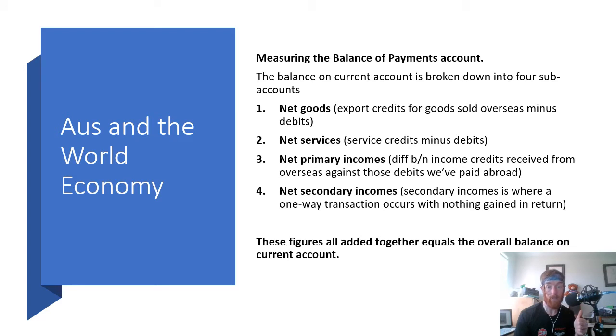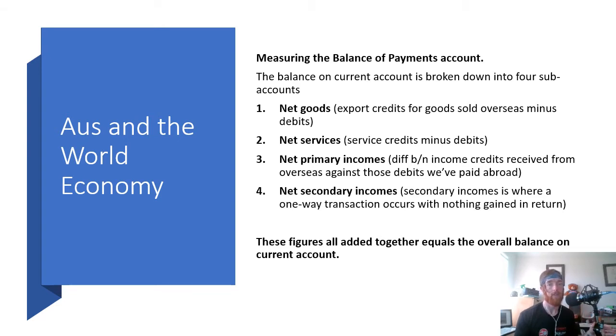So we look at net goods, which is exports minus imports, so the total value of export credits minus the total amount of import debits. For the most part, net goods is negative because we import a lot more than we export, other than in certain periods, like during the mining boom, when we're exporting a whole lot to China.